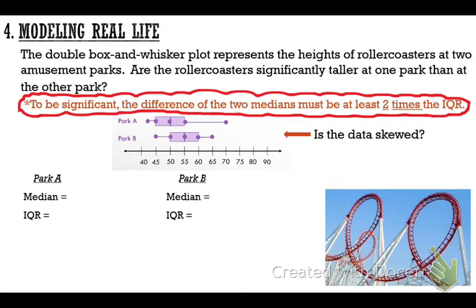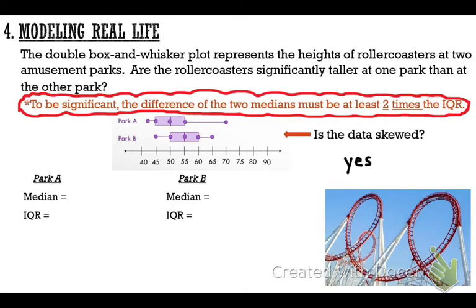Before we move on, the first question it asks us in our notes is the data skewed? Remember what it means to have skewed data? Uneven whisker. There's an uneven whisker. Okay, one whisker is longer than the rest of it. Do you see either data here that's skewed? Yep. Which one? Park A.